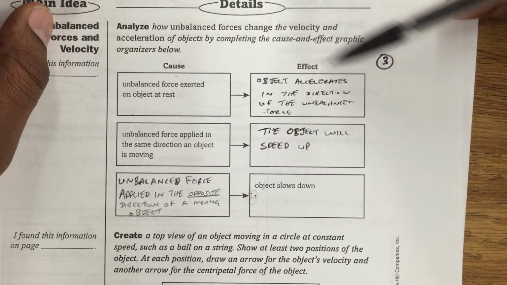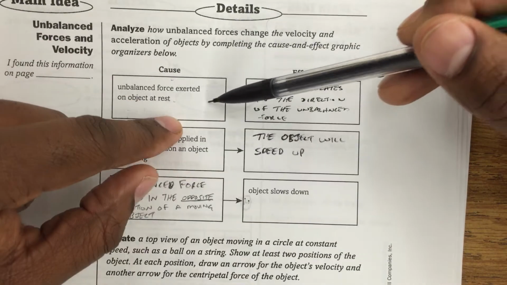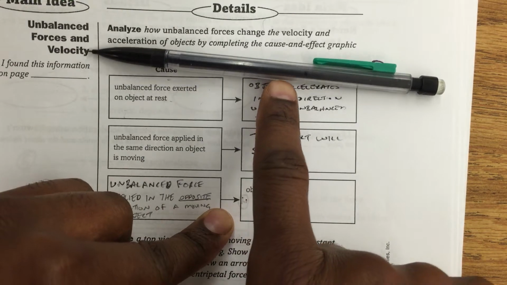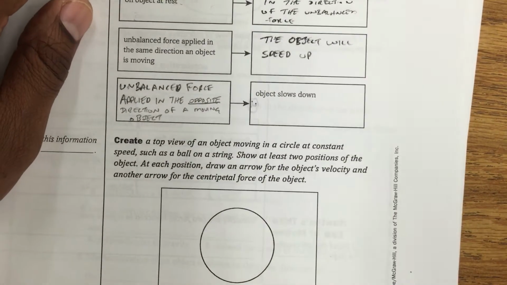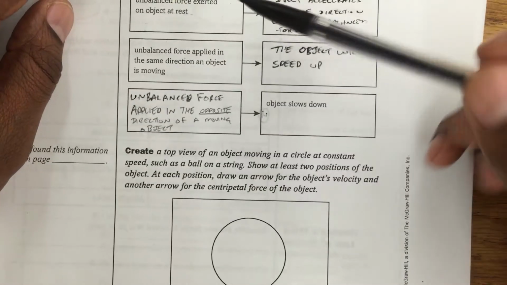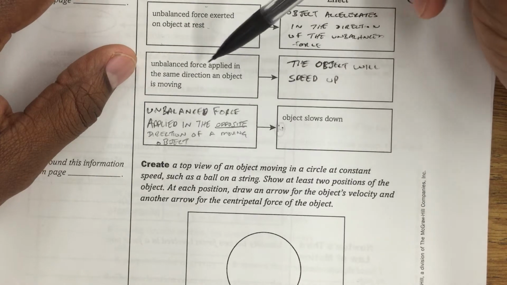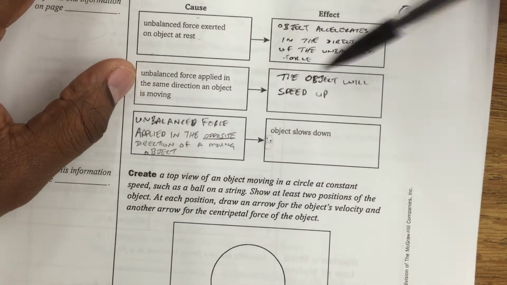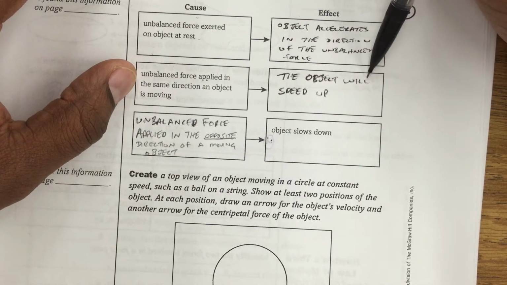It says an unbalanced force is exerted on an object at rest. That means it's sitting still. If I take my pen and apply unbalanced force to it in this direction, the pen is going to move in the direction of that unbalanced force. The cause is an unbalanced force applied in the same direction the object is moving. If an object is already moving and an unbalanced force is applied in that direction, it's going to cause the object to speed up.